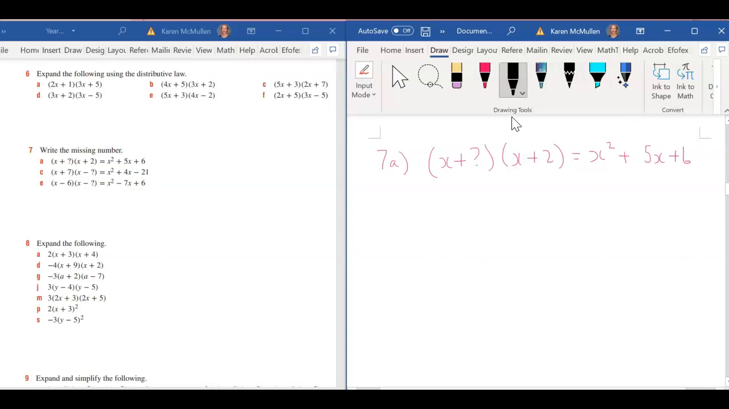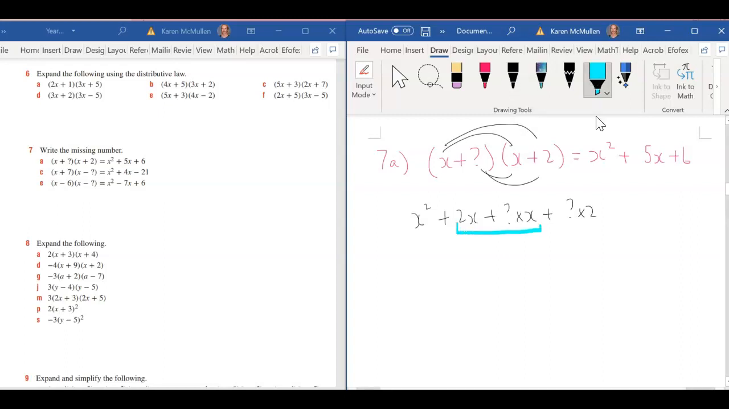Alright, so I'm going to just use FOIL anyway. So we're going to have x squared, x times x, 2x, and then we've got the question marks times x, and then question mark times 2. So this part in the middle, these two terms here, have to give you 5x. And question mark times 2 has to give you 6.